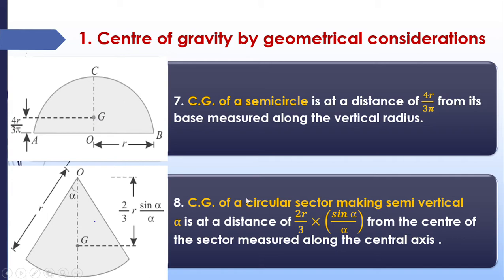In the case of a circular sector making semi-vertical angle alpha, we are taking a sector. Sector means a part of a circle, a part of a circle taken from its center. So when we are taking a sector having an angle alpha with the center, then the center of gravity of that figure lies at a distance of 2 by 3 r sine alpha by alpha from the center or vertex. At this point G will be lying. So this is about a sector.